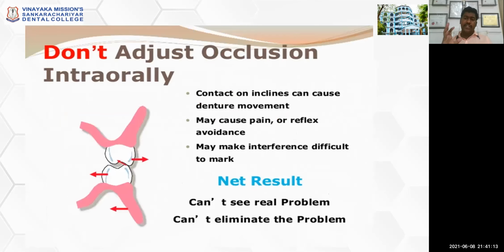You have to remount this particular maxillary and mandibular denture with the existing master cast. You'll have to remount it again. When you cannot see the problem, you cannot eliminate the problem. The contact on the inclines can cause denture movement. It may cause pain or reflex avoidance. It may make interference, which is difficult.